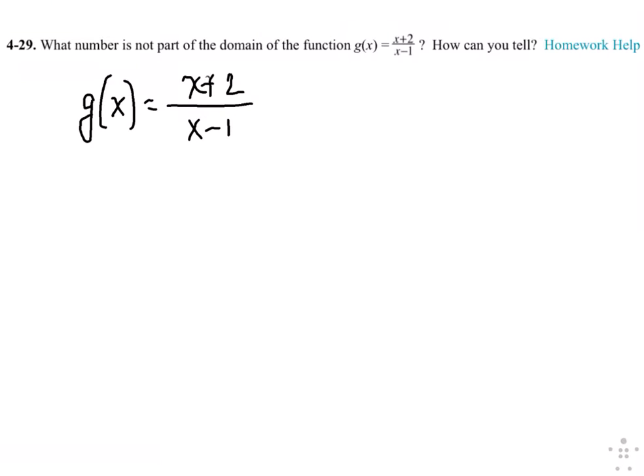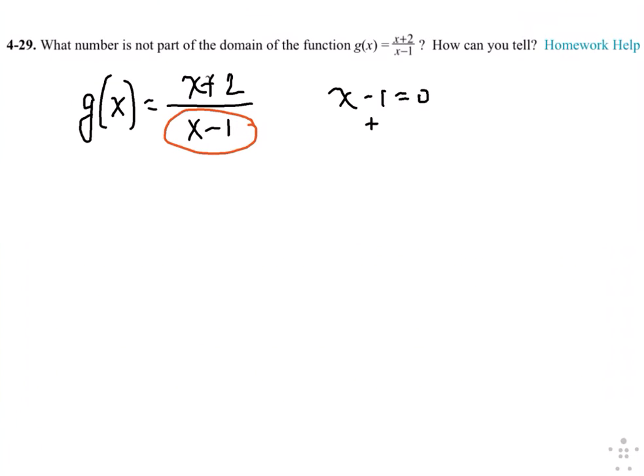The domain are the x values. So we basically say x is allowed to be any number except any of the numbers that would make the denominator 0, right? Because that's undefined. So the question is, when is x minus 1 equal to 0, right?